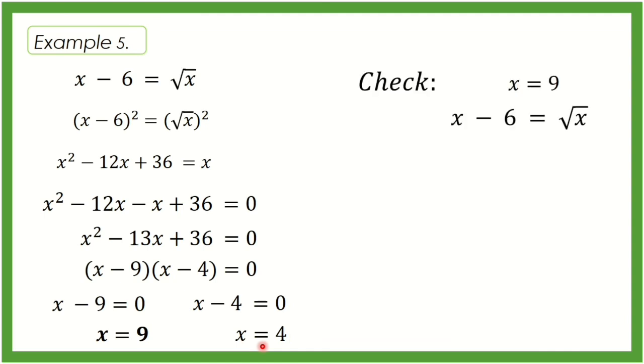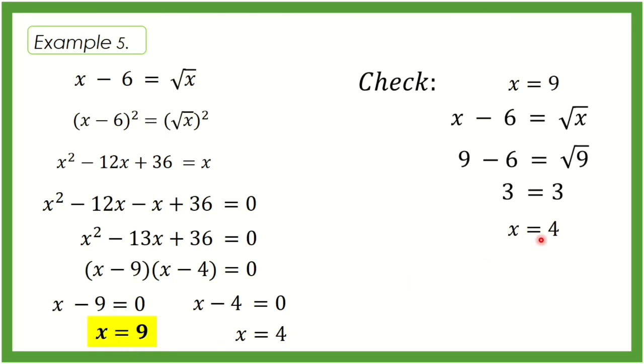Una, x equals 9. This is our original equation. Substitute 9 sa x. We have 9 minus 6 equals square root of 9. Ang 9 minus 6 is 3. Ang square root of 9 is 3. Sila ay equal, therefore, ang x equals 9 is a solution.